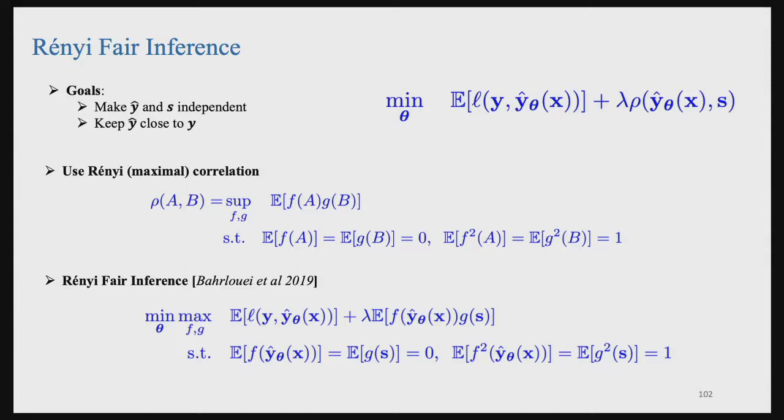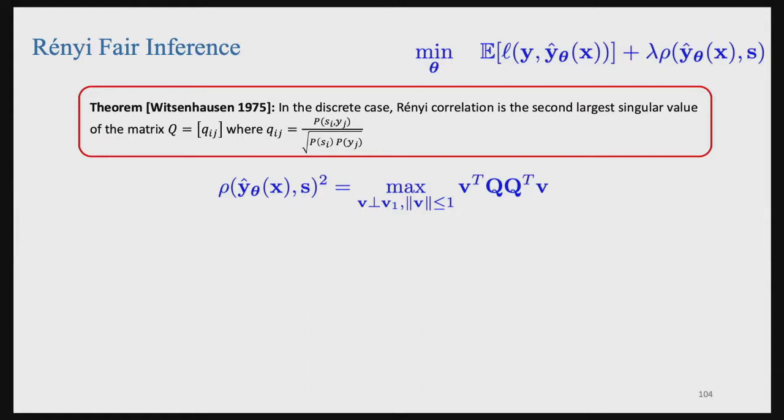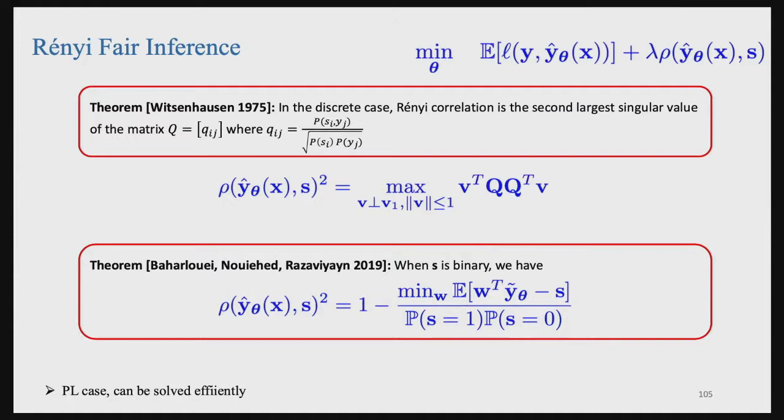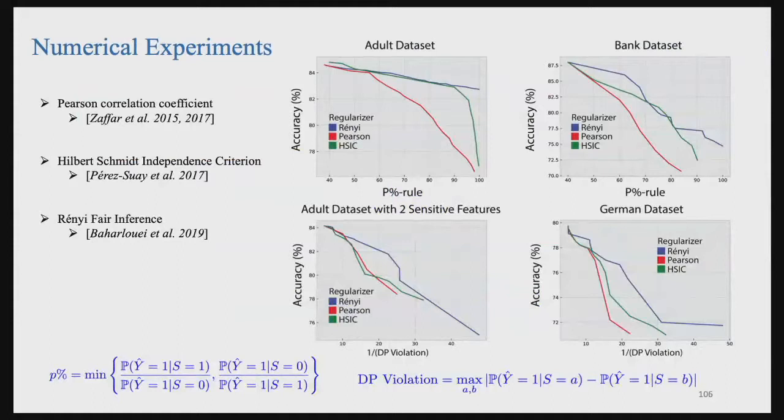And can we solve it for discrete random variables? We prove, using an old theorem, that the Rényi correlation can be computed as the second singular value of a matrix Q, which is defined in this way. But we prove that it can be done even faster, for example, in the binary case, where our decisions or predicted features are binary. The good thing about this is that it also falls into the regime where our theory can be applied. And we compare with some of the existing approaches. We apply this on some of the standard data sets.